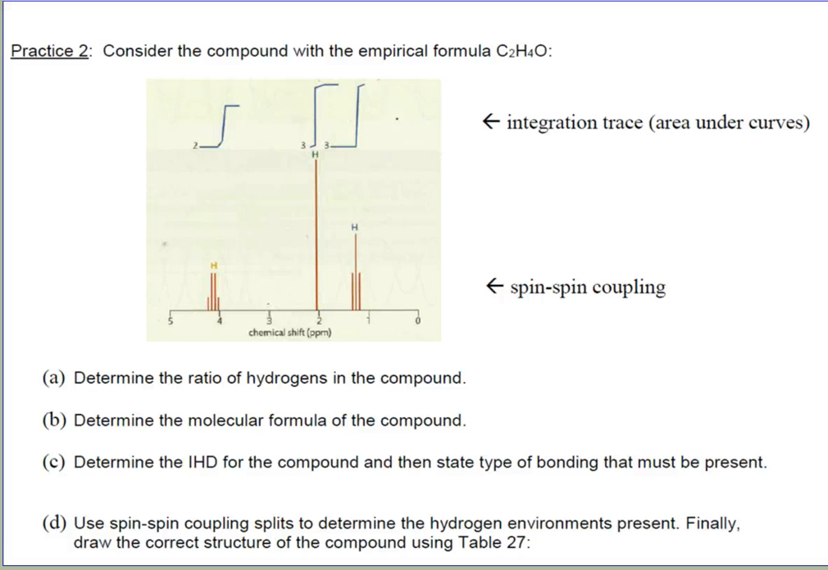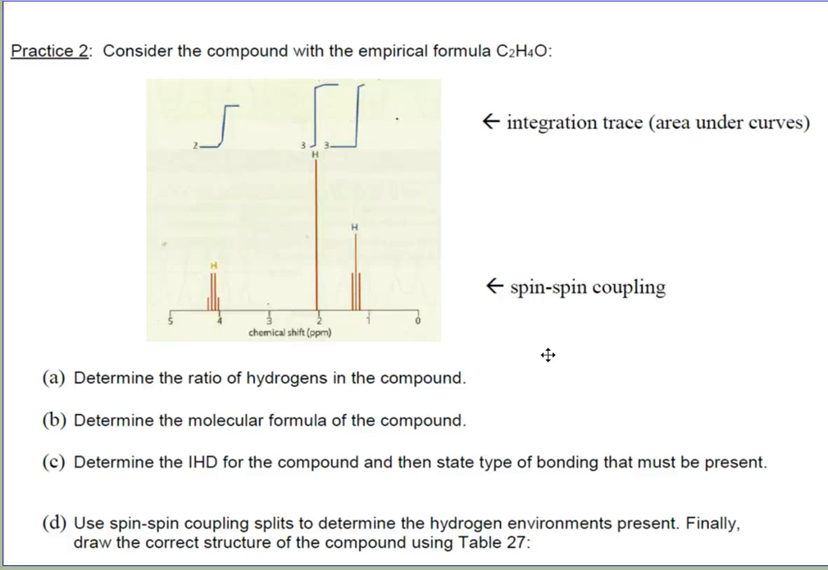All right, so now it's your turn. Here's a problem I want you to solve. Here I've given you the empirical formula and the high resolution H NMR graph. You can see that there is splitting at these different signals, and the integration traces are given for you. Firstly, determine the ratio of hydrogens in this compound, and again, reference that integration trace. Based on that, you should be able to determine how many total hydrogens there are and deduce the molecular formula.